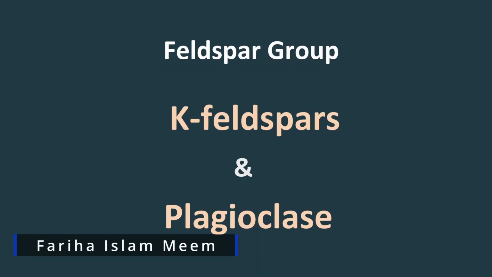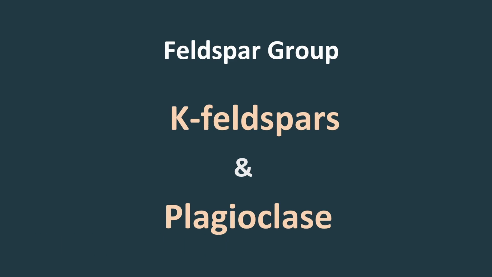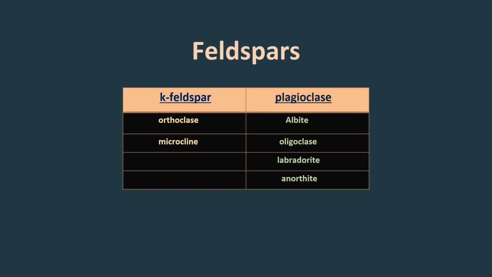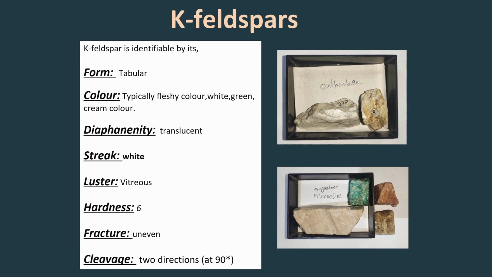I am Fariha and today we are going to study minerals of Feldspar group. Feldspar group includes Potassium Feldspar and Plagioclase Feldspar. Orthoclase and Microcline are known as Potash Feldspar, whereas Albite, Oligoclase, Labradorite and Anorthite are known as Plagioclase Feldspar. Let's know how we can identify potash feldspar minerals in hand specimen.